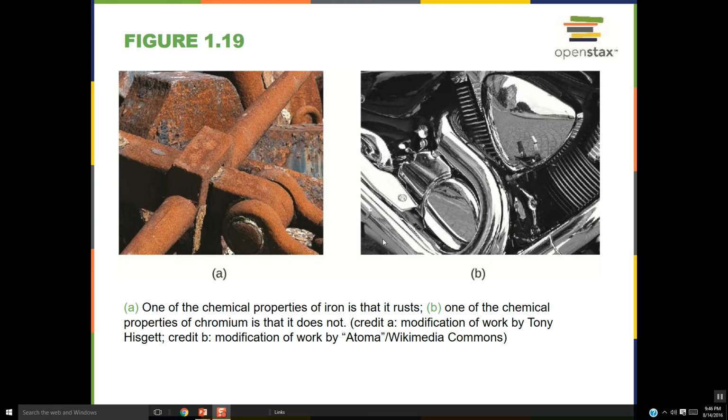that it rusts. Whereas something like chromium here on the right side, as you see on this, probably a nice Harley Davidson motorcycle, you've got all this nice chromium, and one of the characteristics here is you can leave it exposed to oxygen and it doesn't rust. So iron rusts in the presence of oxygen, chromium does not. So these are some examples of chemical properties.